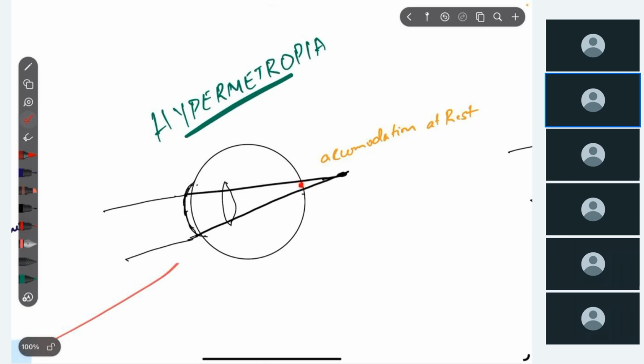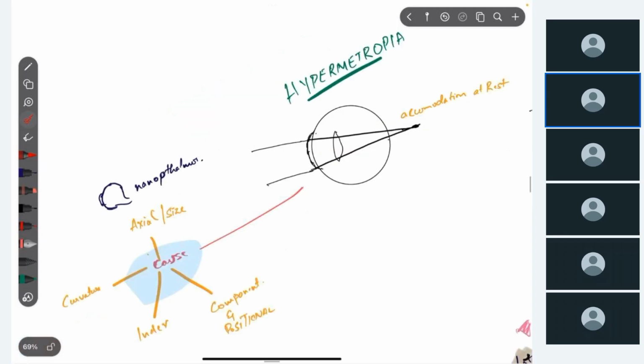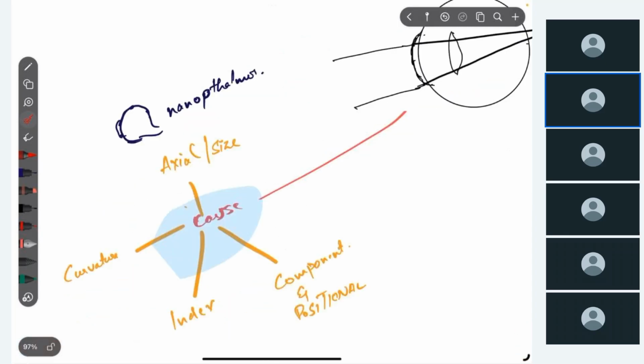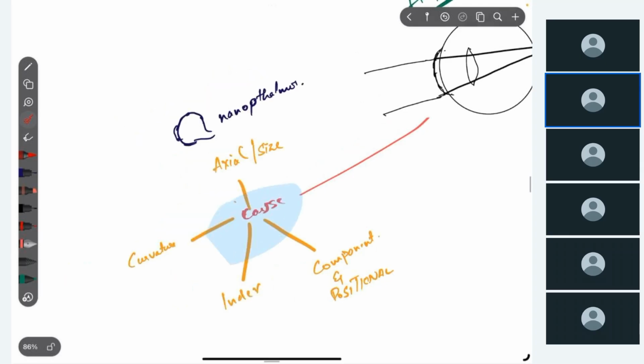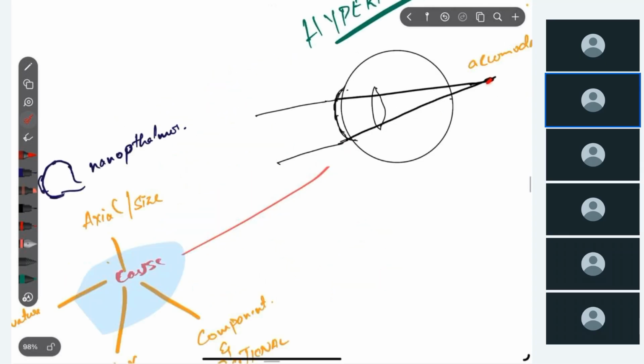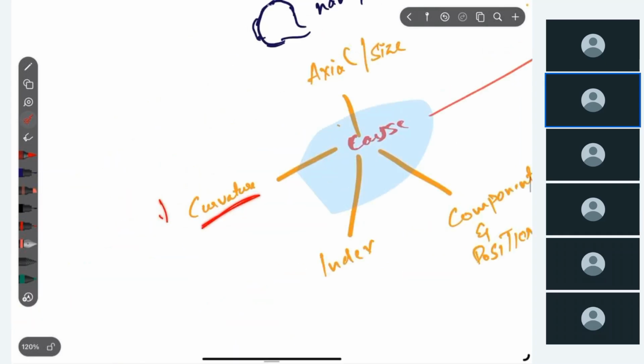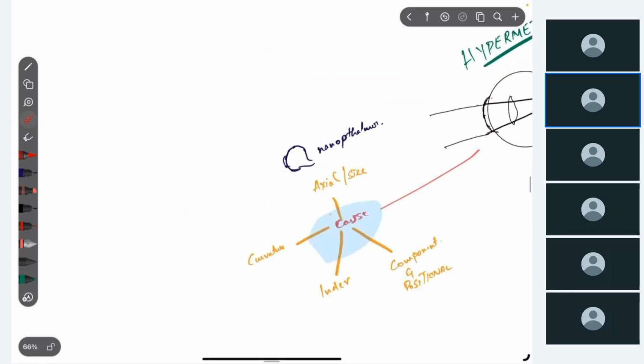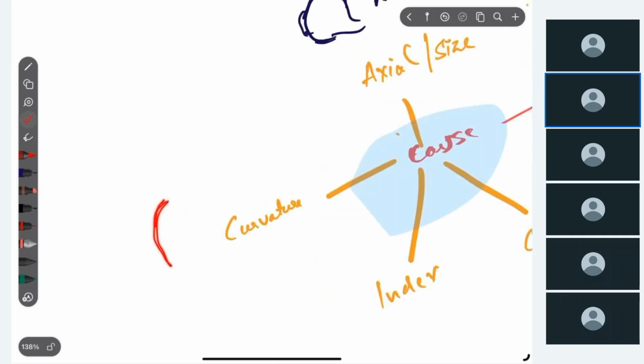What are the causes for this? The causes for this are very intuitive. If you know what are the things which affect the power of the lens, you can obviously say this. When can the power of the refractive media decrease? When you decrease the curvature of the refractive media. If the curvature of the cornea is like this, if you decrease it and make it plain, then the refractive power is decreased. Same is with the lens. If you decrease the curvature of the lens, it will decrease the power of the lens, thereby causing hypermetropia.